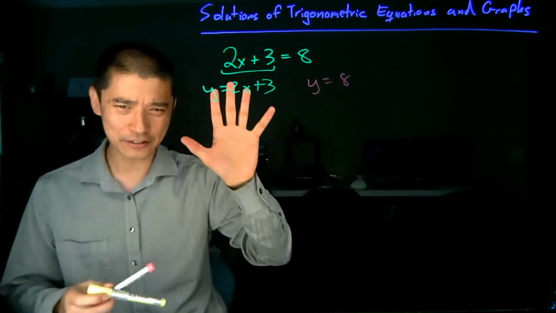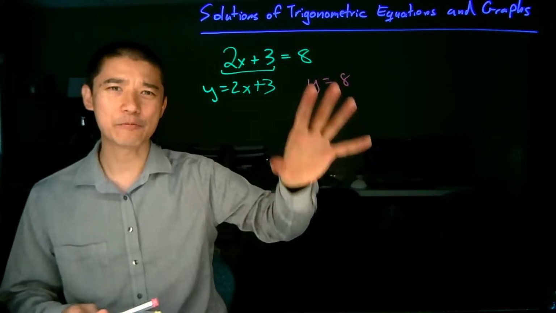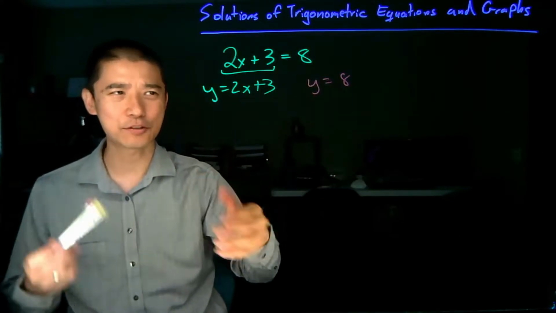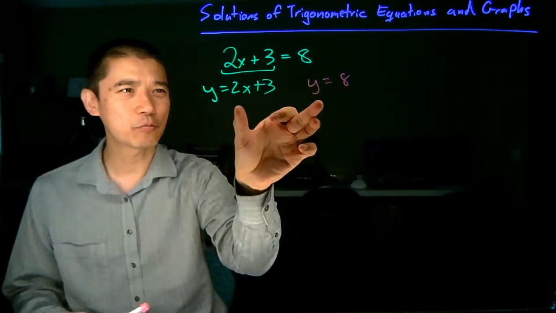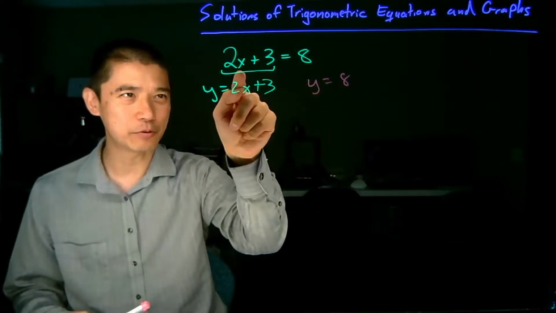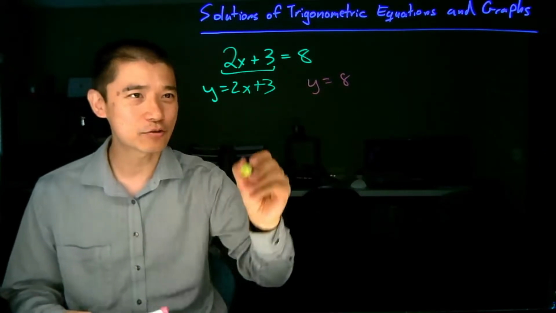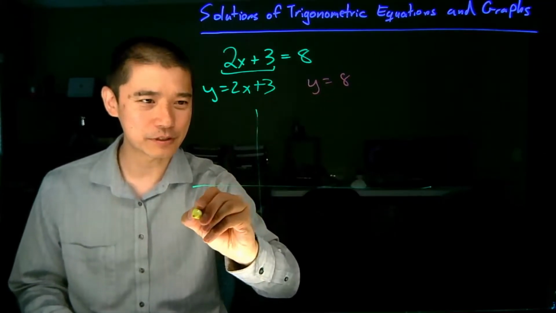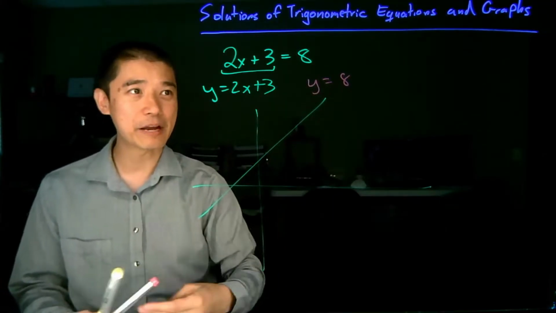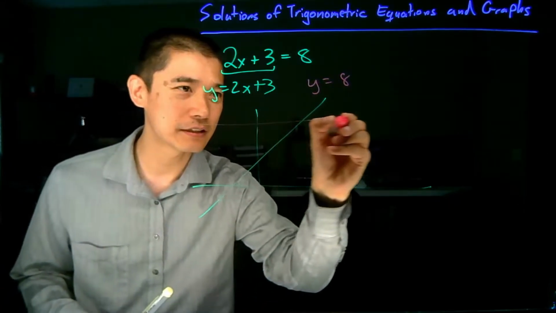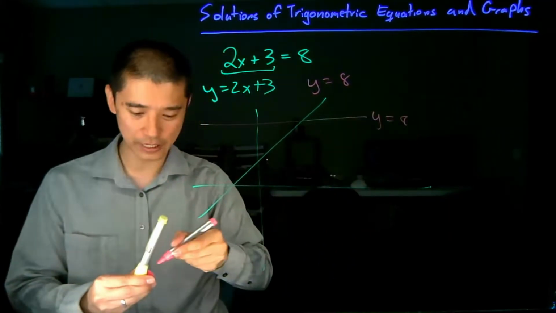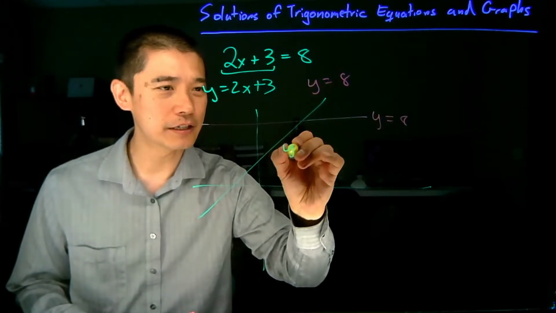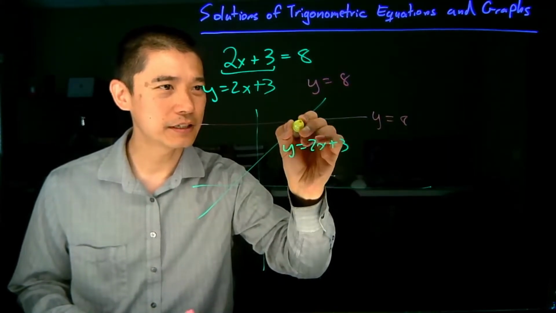Now you may not have actually seen it set up this way, but this is something that we can set up in the background and understand that yes, this is what's happening. We're looking for where y is equal to y, where 2x plus 3 is equal to 8. And we can draw this graphically. First we have our line 2x plus 3, which is something like this, and then we have the line y equals 8, like this. So that's y equals 8. This is y equals 2x plus 3.